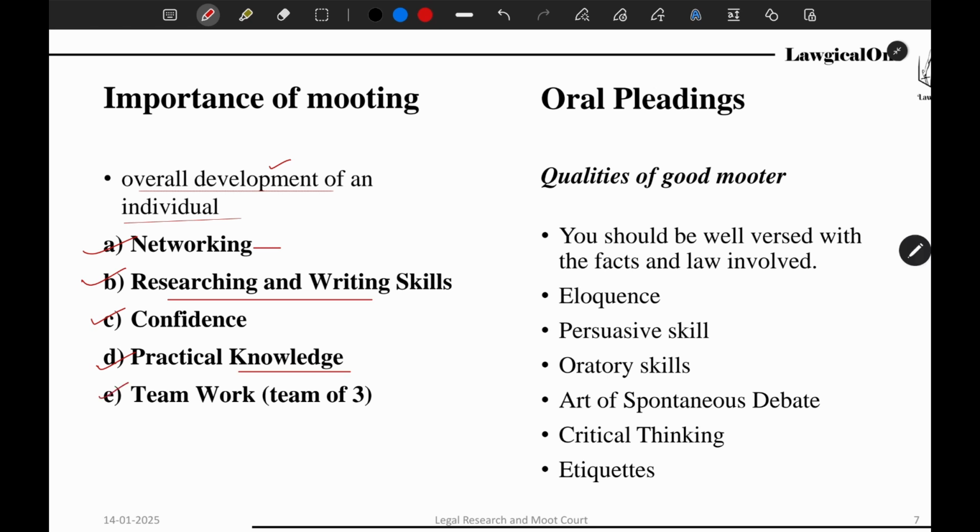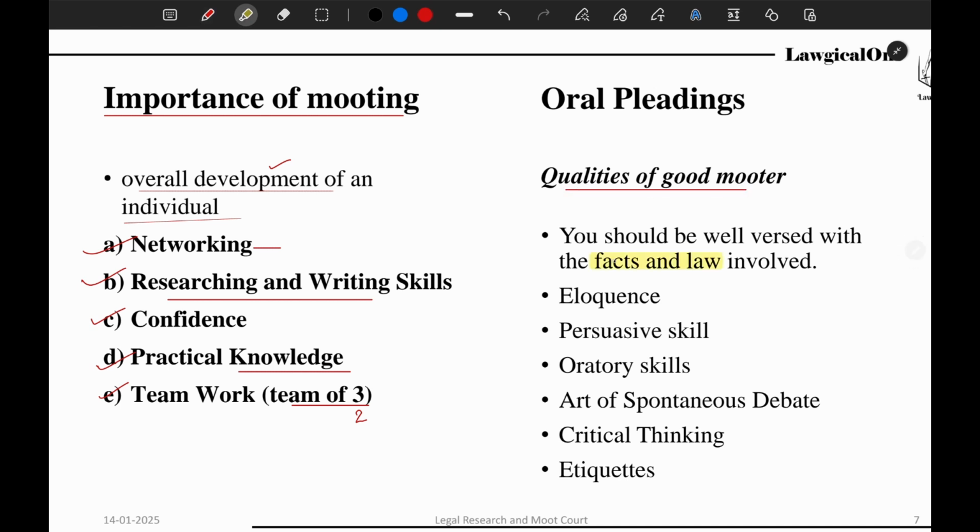Teamwork, as I said, it's a teamwork. There is a team of 3 or 2. Okay, and you need to work together to win the competition. Okay, now this is it about importance. There may be a lot more points which you can add, that is up to you, but I think these were the main points which I wanted to tell you. Okay, now what are the qualities of a good mooter?